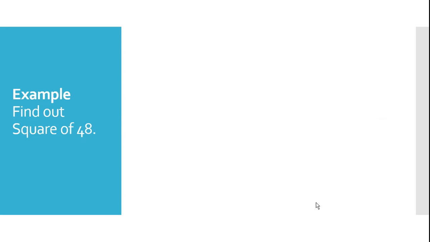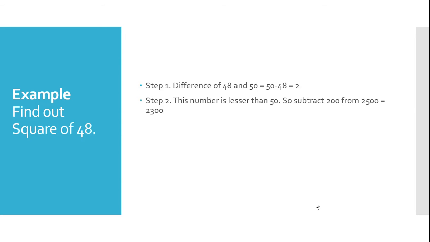Okay, let me show you another example which is on the lower side of 50, hence covering the second scenario. The difference between 48 and 50 is equal to 2. The number is lesser than 50, so we have to subtract 200 from 2500. So we get the answer as 2300.